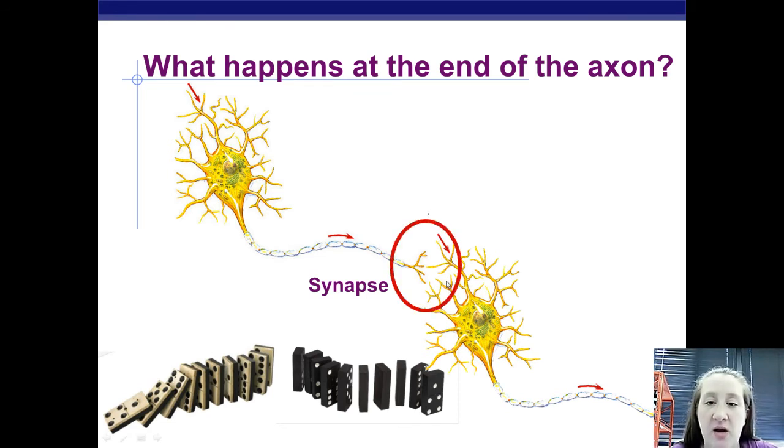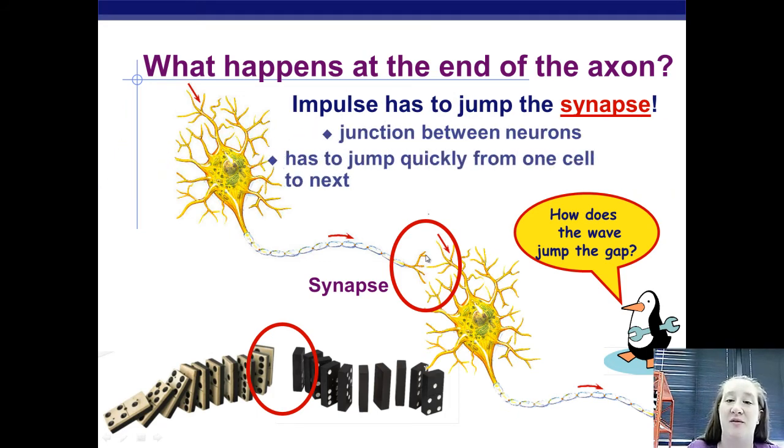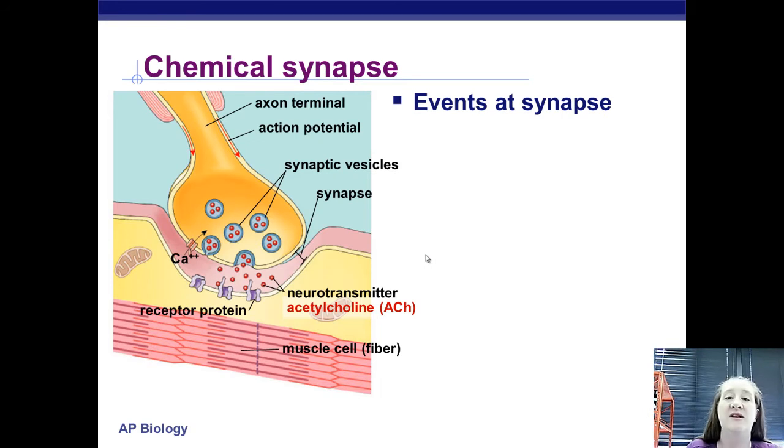Like a neuron and another neuron, or a neuron and a muscle cell, they're not going to actually physically touch. There's always going to be a space in between the two. So we call that space the synapse, or the synaptic cleft. It has to go from one to the next.